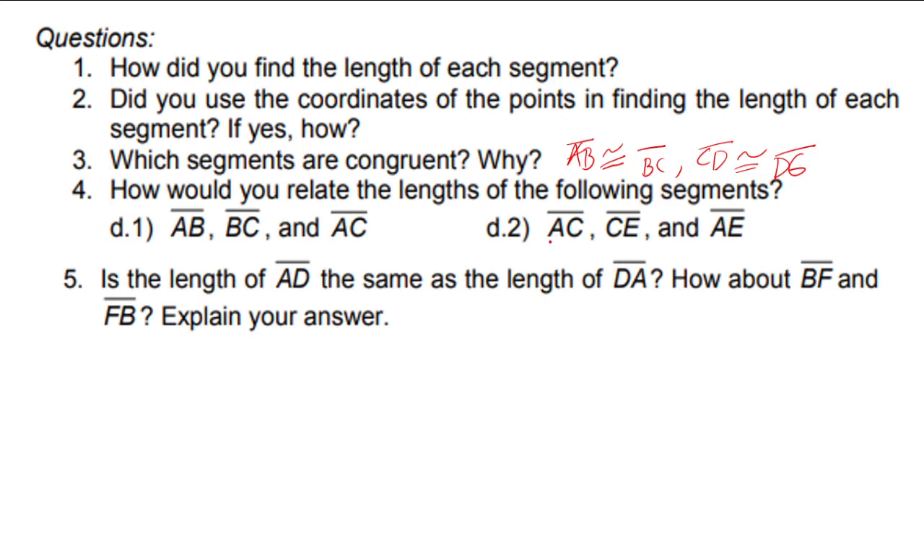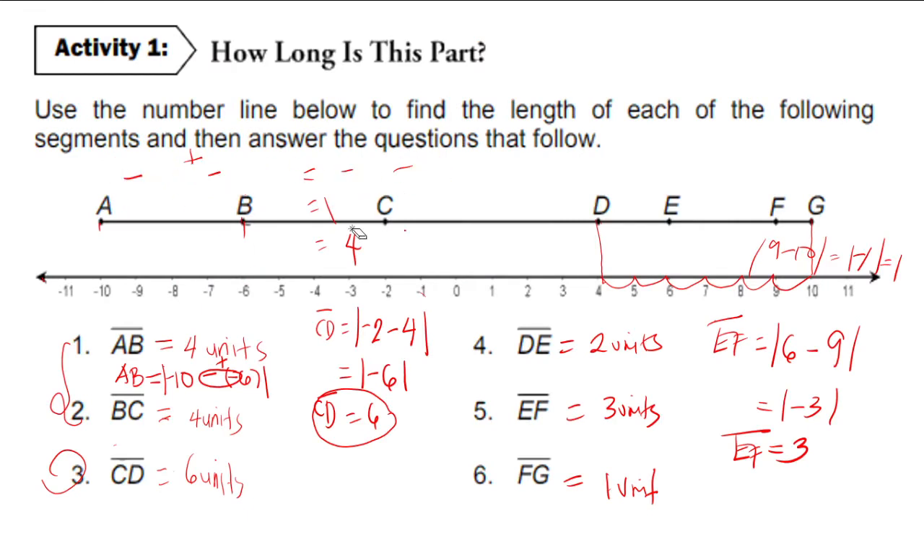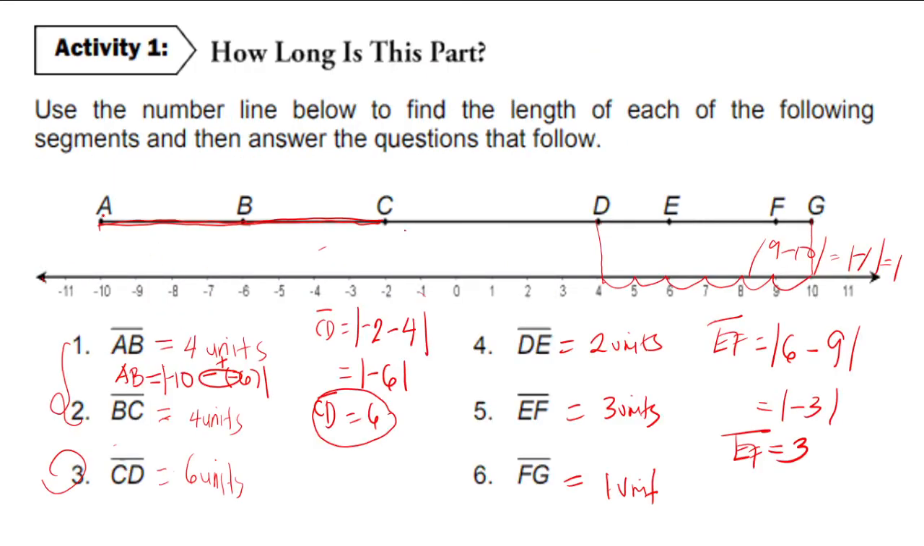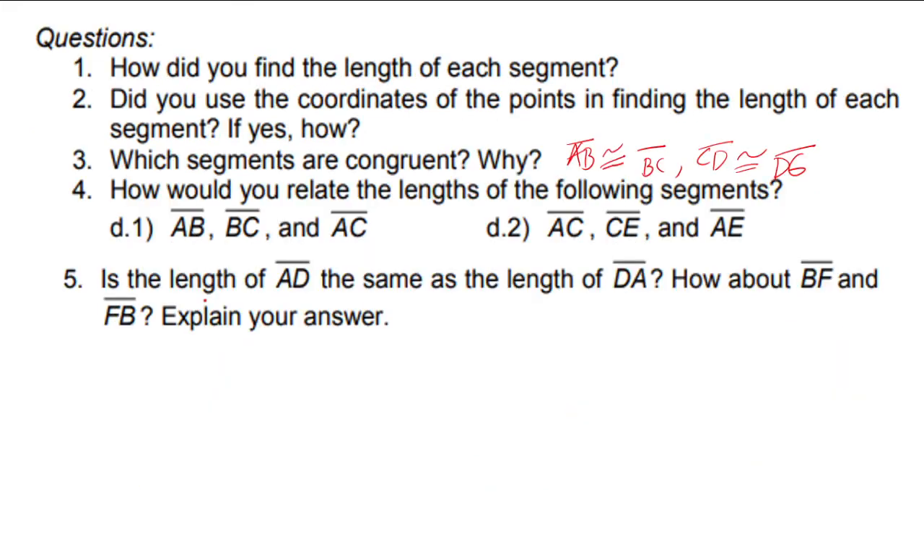Next, how would you relate the lengths of the following segments? AB, BC, and AC. So, let's look at the number line. So, this is AB. Tapos si BC. And then AC. So, how will we relate the lengths of the following segments? So, AB. Mula dito hanggang doon, AB. Mula dito hanggang doon is BC. And then, mula dito hanggang doon is AC. So, as you can observe, AB plus BC is equal to AC.